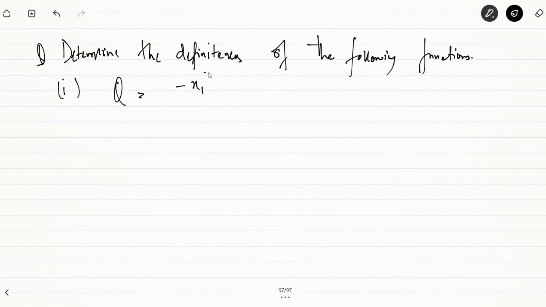Q equal to minus x1 square minus 3x2 square minus 11x3 square plus 2x1x2 minus 4x2x3 minus 2x1x3. Fine. So you have this function Q. You need to find out whether this can be or cannot be a positive definite, or whether it's a positive definite or a negative definite function.